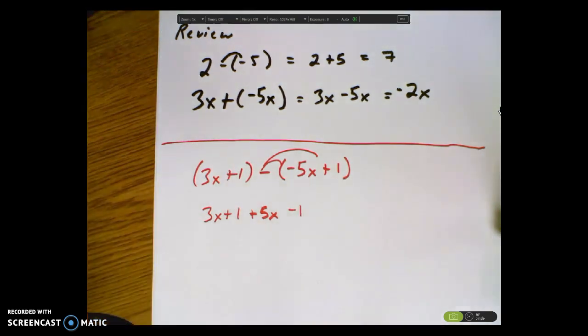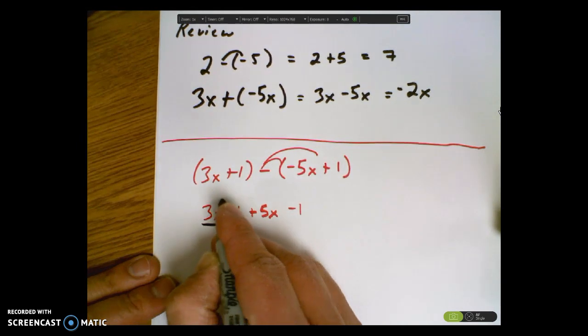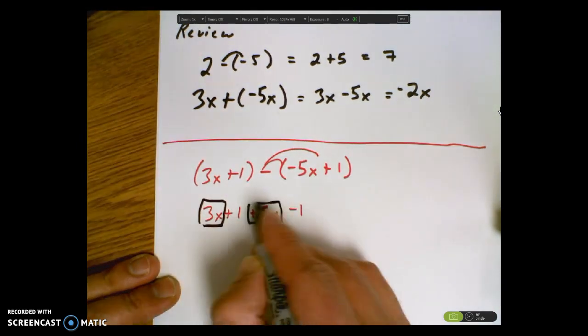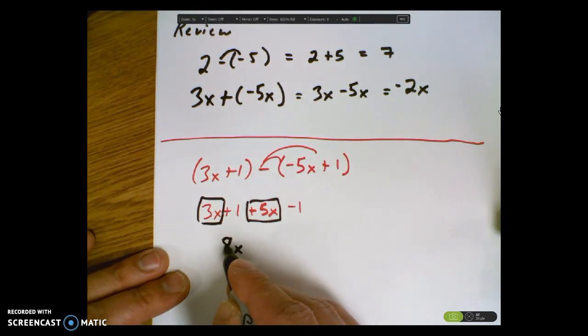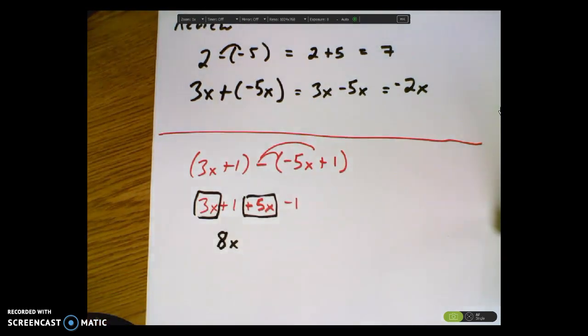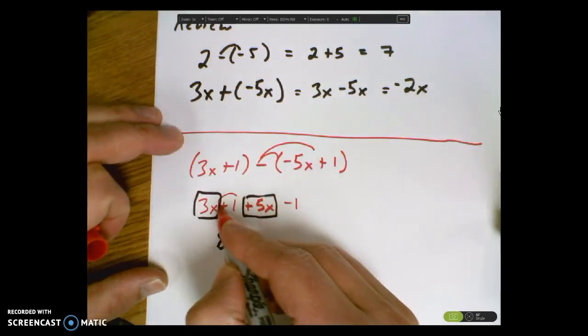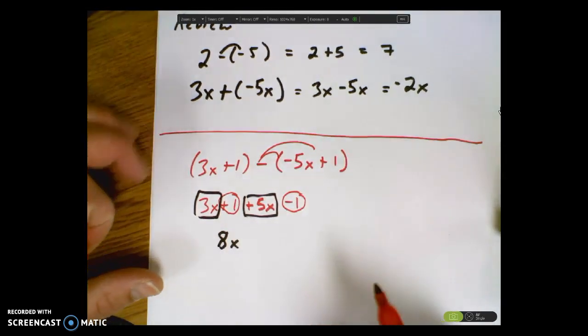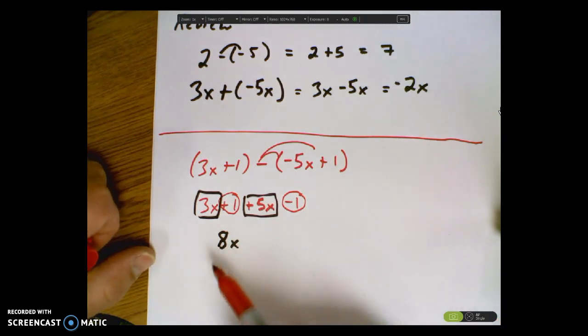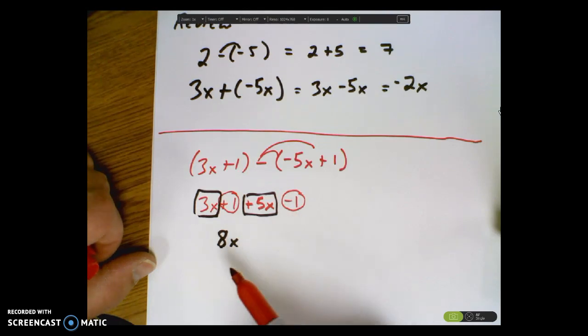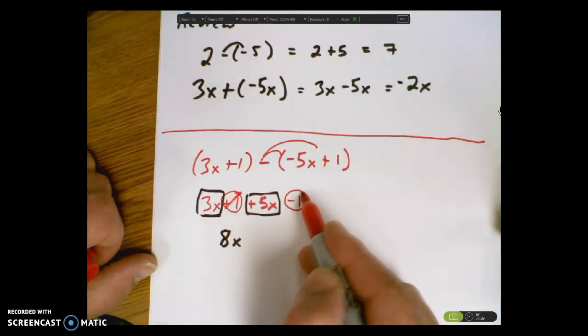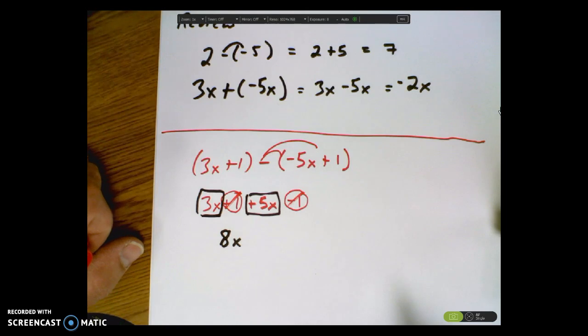Now I can go through and combine like terms. I have 3x plus 5x, and 3x plus 5x is 8x. And I have 1 minus 1, which is 0. I don't need to write 0, but that would be the result of my constants. So my answer in this problem ends up being just 8x. Okay, let's take a look at another one.